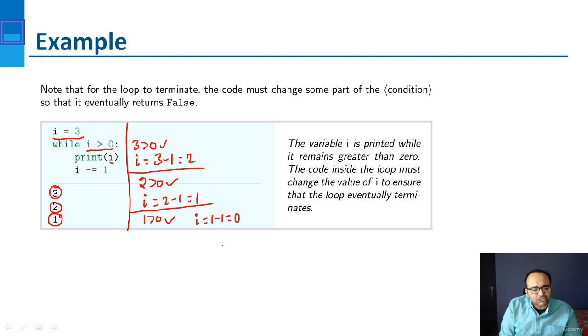In the next iteration, I greater than 0: 0 greater than 0, the condition will become false. So that is why the block of statements will not be executed when the I value becomes 0, and finally this is the output obtained.